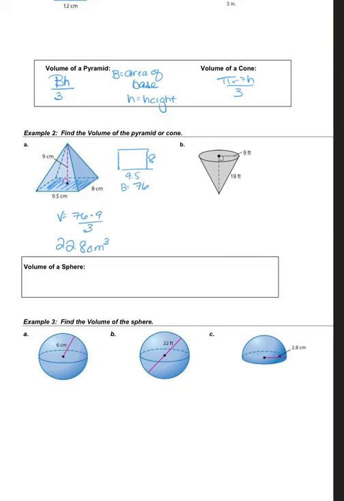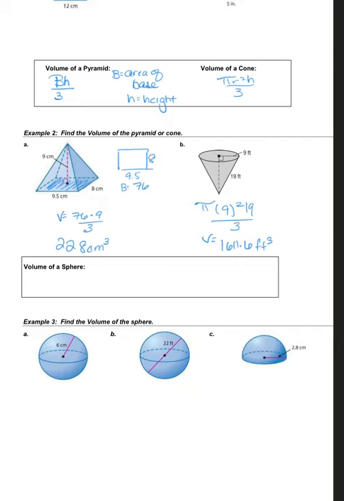Now looking at the cone, so that one is the volume of a cylinder divided by 3. So we're going to do pi r squared, so pi radius squared, times the height, which is 19, divided by 3, for a total of 1,611.6 feet cubed.